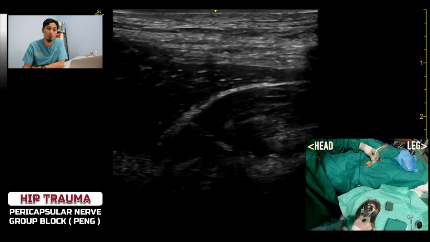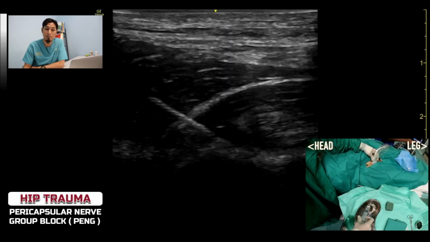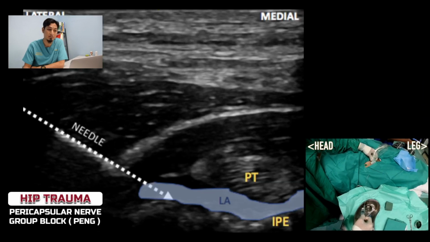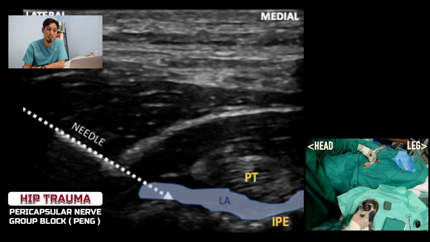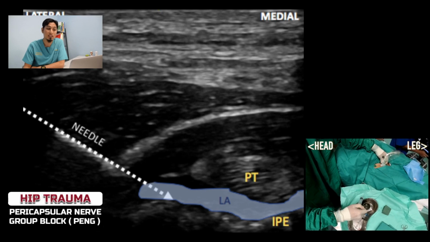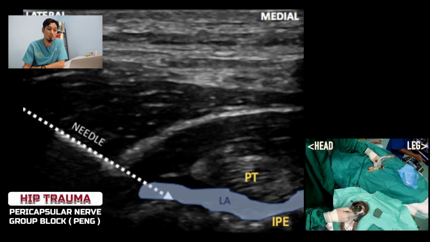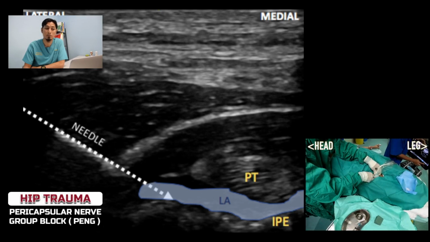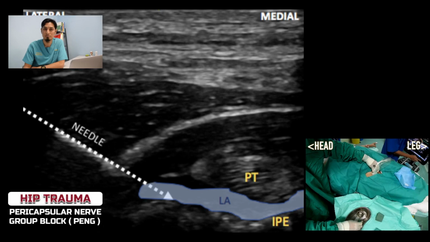Ideally, LA should track medially beyond the iliopubic eminence in order to block the obturator nerve and accessory obturator nerve, which are more medial. The psoas tendon will then appear floating above iliopubic eminence. For optimal hip trauma analgesia, we suggest to combine PENG with lateral femoral cutaneous block. Just to remind, an upward tracking of LA will inevitably cause a motor blockade due to possible blockade of femoral nerve. Thank you.